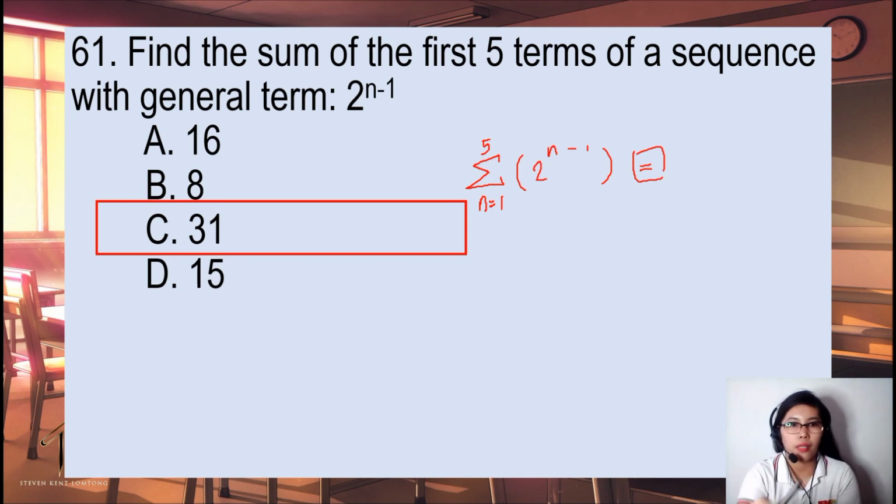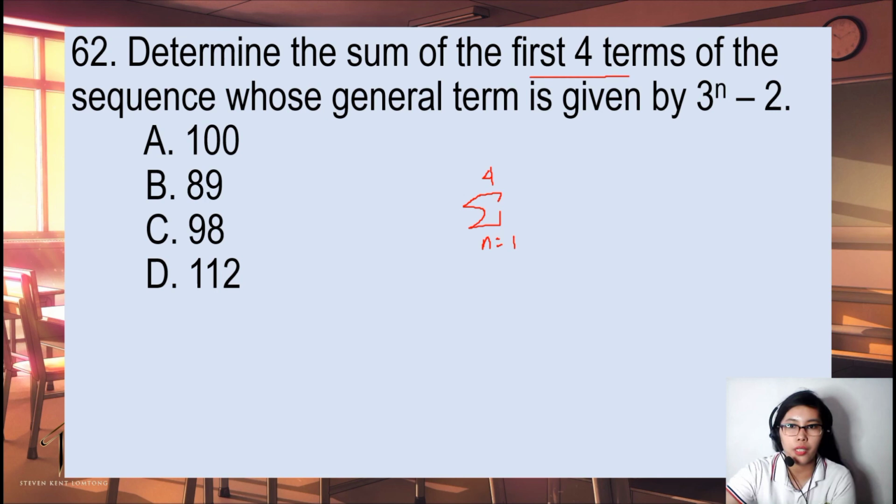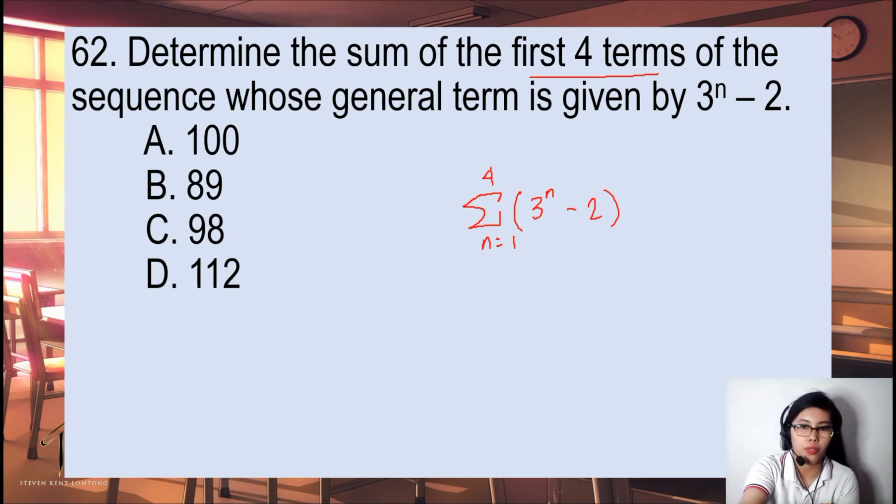Next, determine the sum of the first 4 terms of the sequence whose general term is given by 3 raised to n minus 2. Just the same, we use the summation formula, n is equal to 1 to 4 because it says the first 4 terms, and type in 3 raised to n minus 2. In your calculator, there's no n, I think it's x, right? So you can just type it in your calculator and press equal, and our answer would be 112.